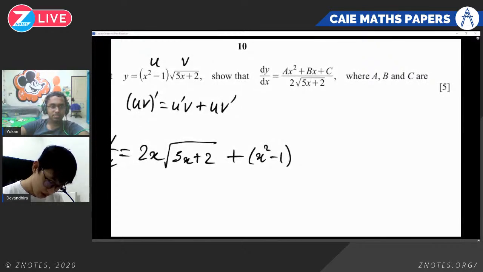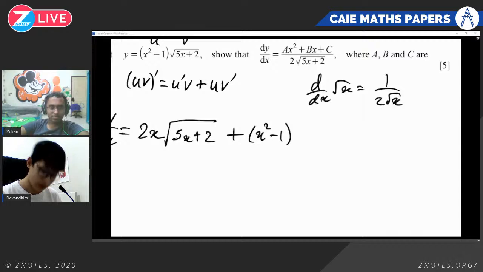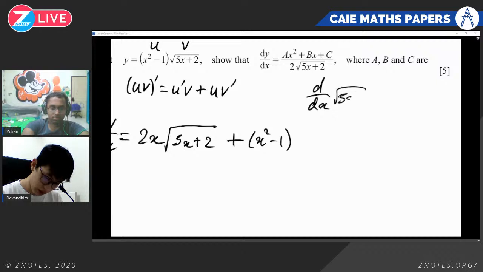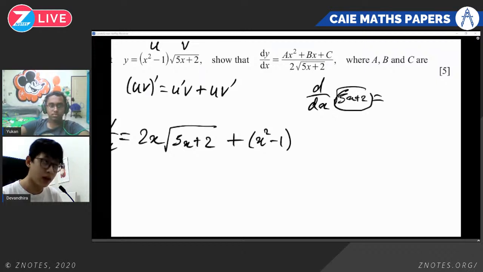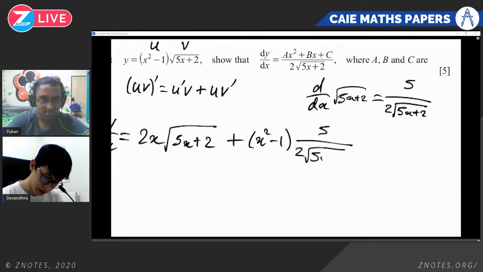Exactly. So let's recall for a while. The derivative of root x is just 1 over 2 root x, correct? That means when you differentiate 5x plus 2, you would have to multiply by the derivative of the inside, which is just 5, correct? Okay, so we have 5 divided by 2 square root of the same function inside. Alright, so let's put that in. 5 over 2 root of 5x plus 2.